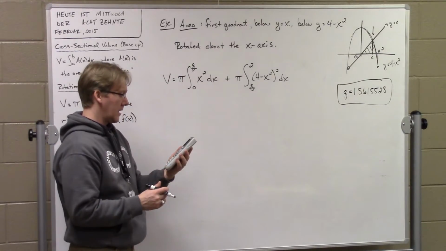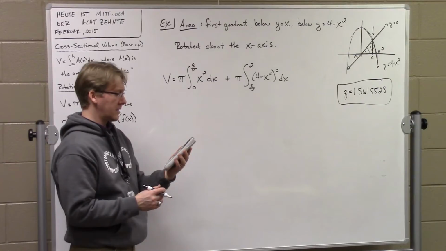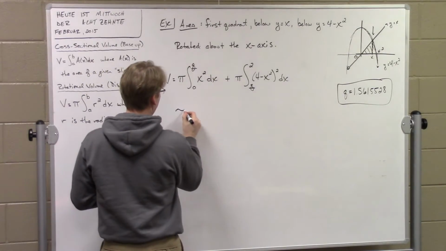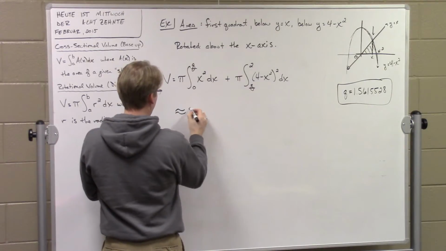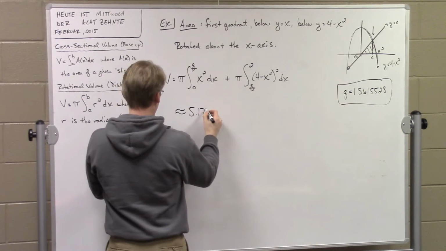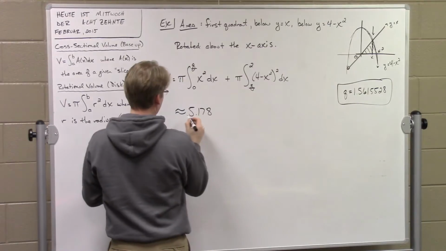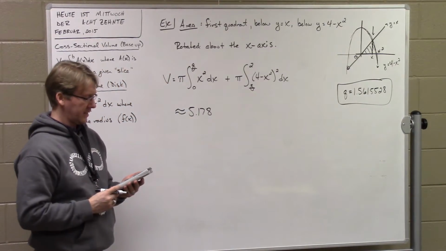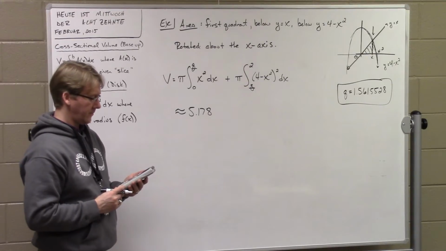The answer I get is 5.17766825, and so on. So I would say at some point practice that to make sure you can plug it in. But I got 5.178, okay? 177682539, and so on.